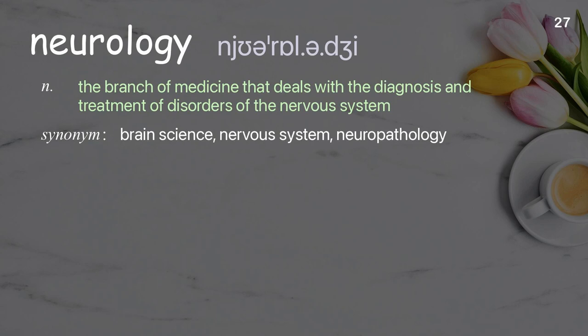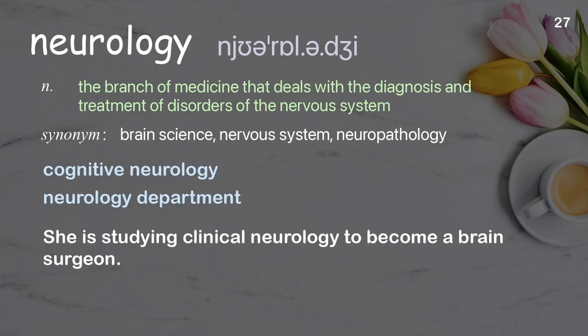Neurology. The branch of medicine that deals with the diagnosis and treatment of disorders of the nervous system. Examples. Cognitive neurology. Neurology department. She is studying clinical neurology to become a brain surgeon.